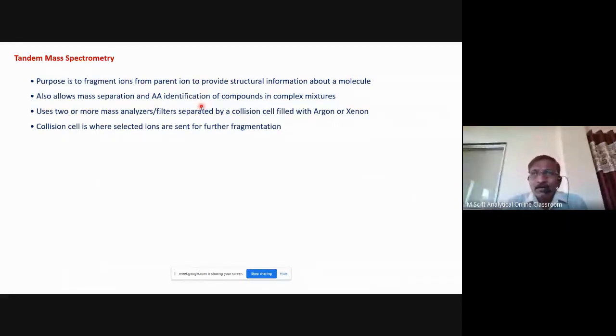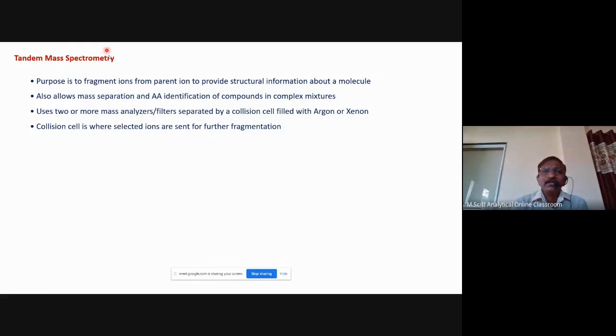Like quadrupole, we have seen the triple quadrupole. In a quadrupole there are four poles. Like that, in triple quadrupole we use three such quadrupole systems, that is q1, q2, q3, and between them a collision takes place, and that gives a very fine fragmentation pattern, and that is very easy for identifying compounds from complex mixtures. The collision cell is in between, containing argon or xenon. The collision cell is where the selected ions are sent for further fragmentation. So a fine fragmentation pattern is observed in tandem mass spectrometry.